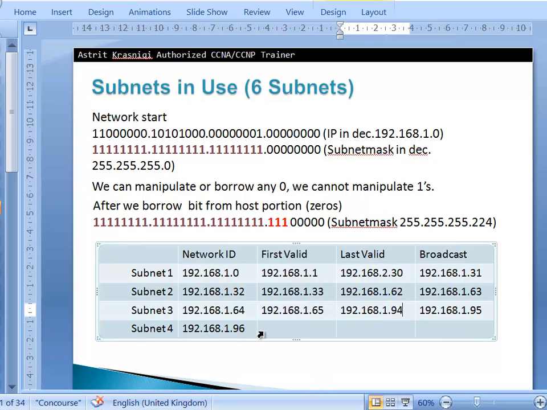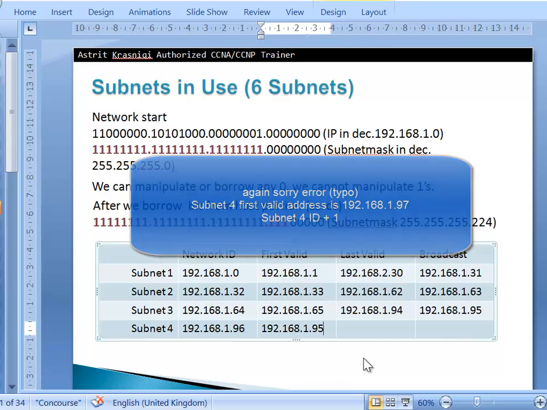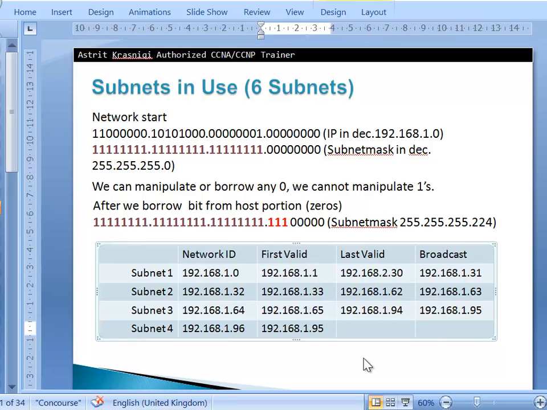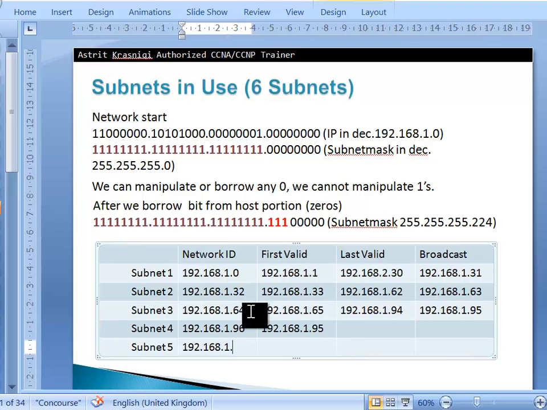Okay, now subnet 4 first valid address is going to be the network ID plus 1, which is 192.168.1.97. Again, to find the last valid and the broadcast is easier if you find the next subnet ID, which is subnet 5. Subnet 5 network ID is going to be 192.168.1.96 plus 32. So 96 plus 32 is 128.